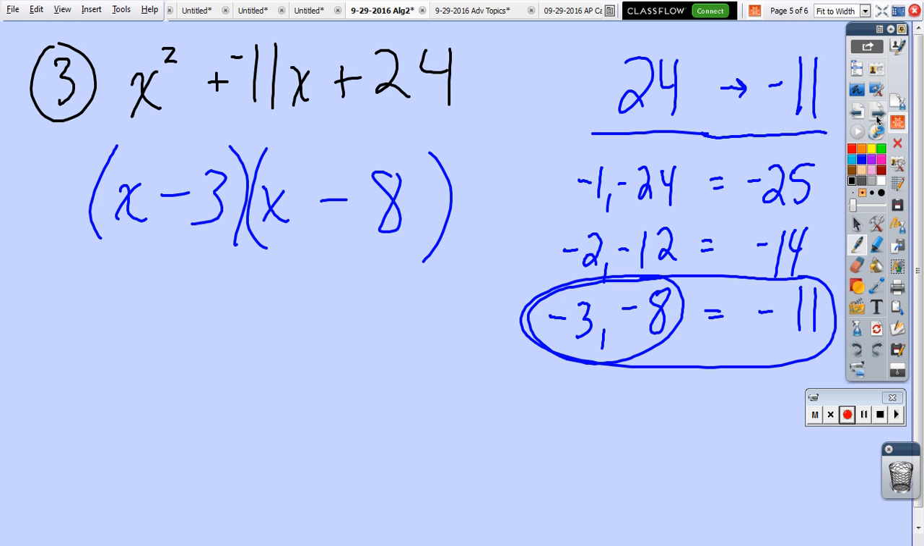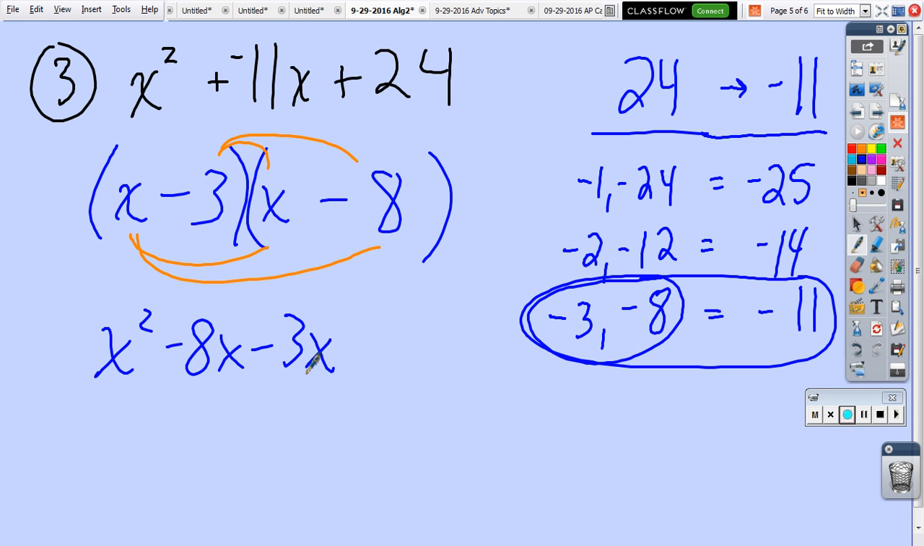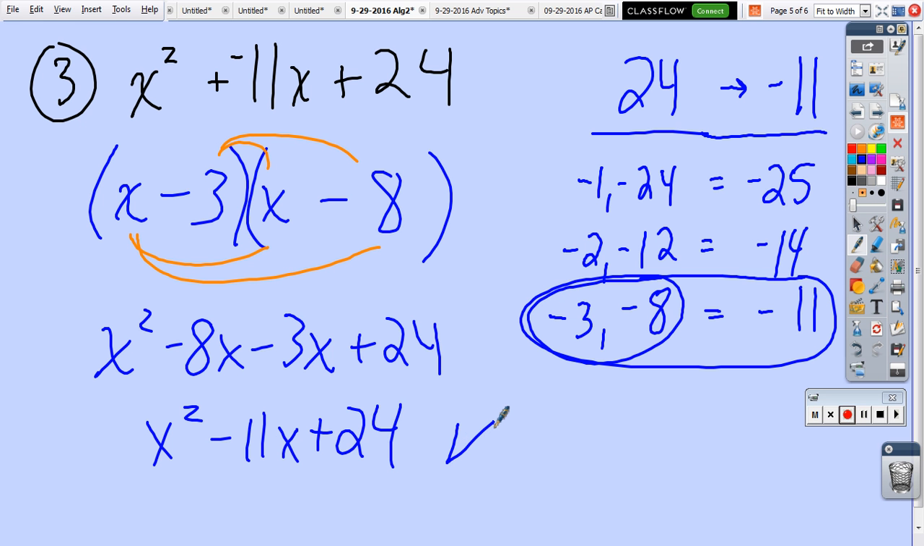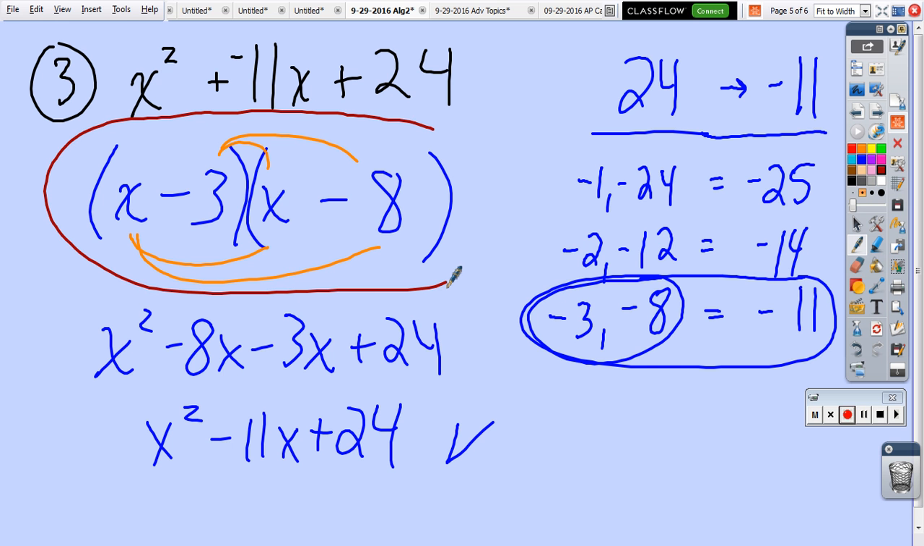And then you can always check your work. If I were to FOIL this, it better be this. Let's see if it's true. So x times x is x squared. X times negative 8 is negative 8x. Negative 3 times x is negative 3x. And negative 3 times negative 8 is positive 24. Combine like terms: x squared minus 11x plus 24. So yeah, it does match. So it definitely is the correct factors. That'll be the answer.